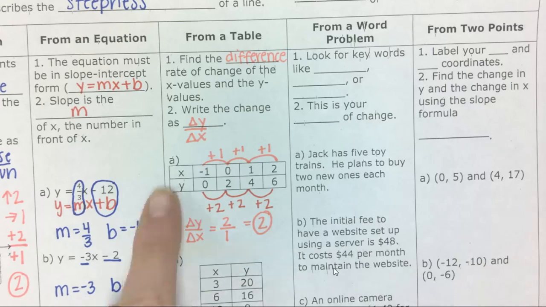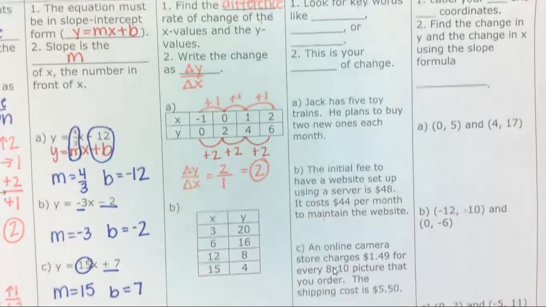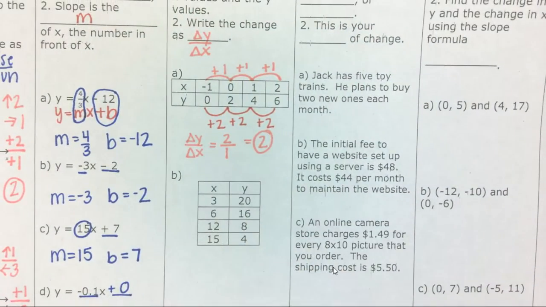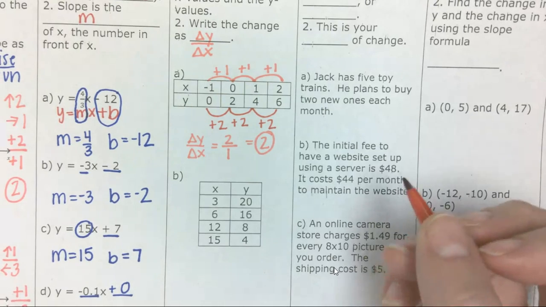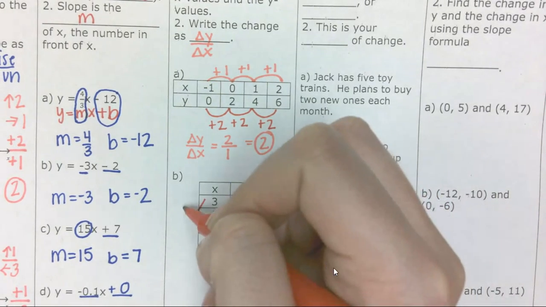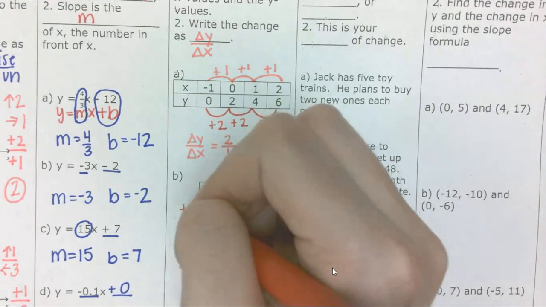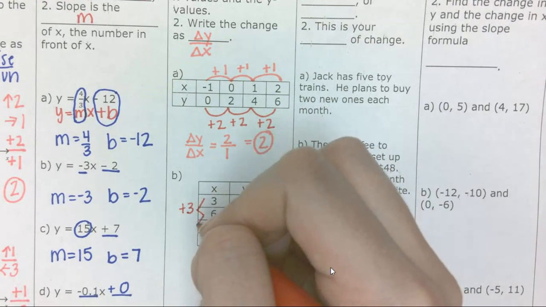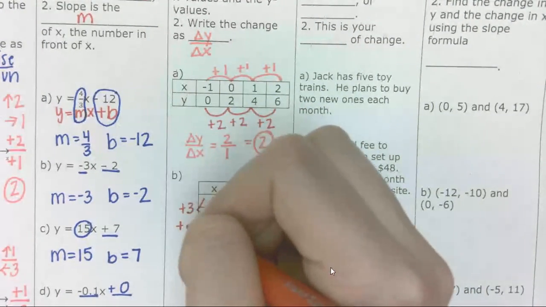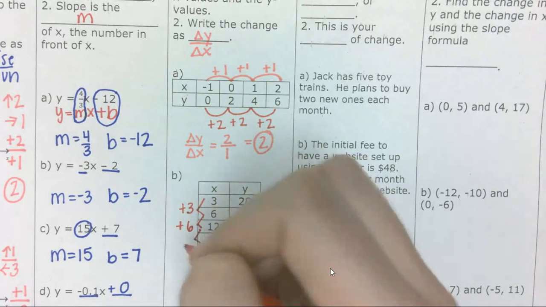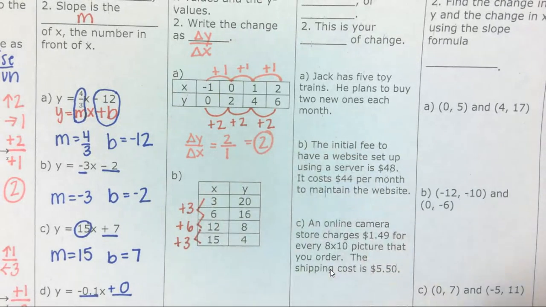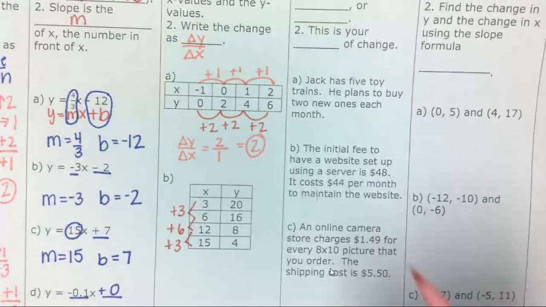So sometimes tables are going to be horizontal. Most of the tables that we deal with, though, are vertical. But I would do the same thing. I find my change in my x's. 3 to 6 is adding 3. Ooh, but 6 to 12 is adding 6. And 12 to 15 is adding 3. Interesting. Let's try the other side.